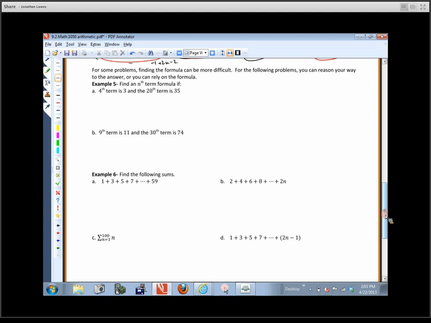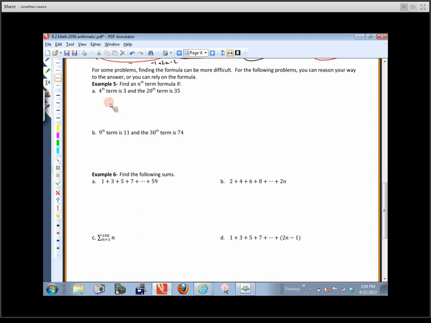And here's what it tells you. The fourth term is 3. The 20th term is 35. And that's it. And you have to come up with an nth term formula. Now, in order to make an nth term formula, you need to know the first term and you need to know the common difference. We don't have either of those.